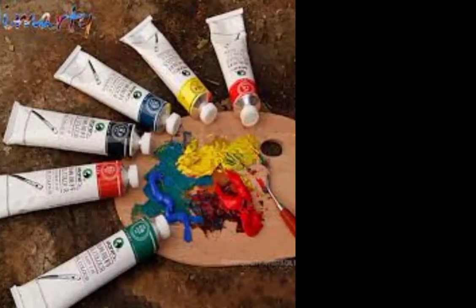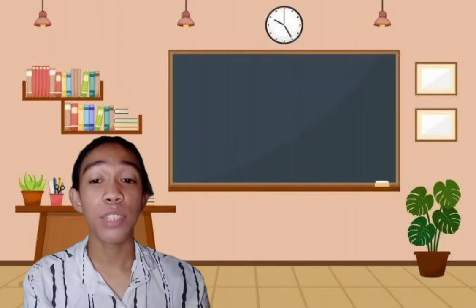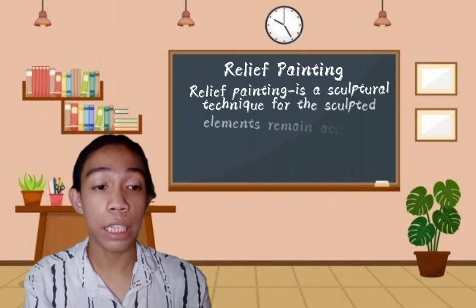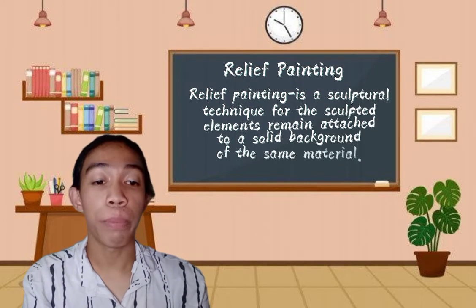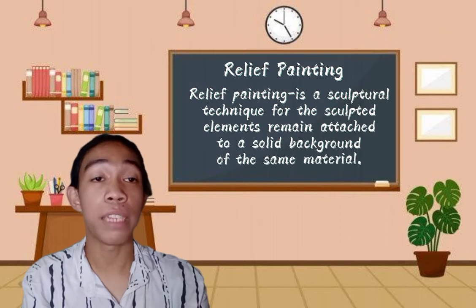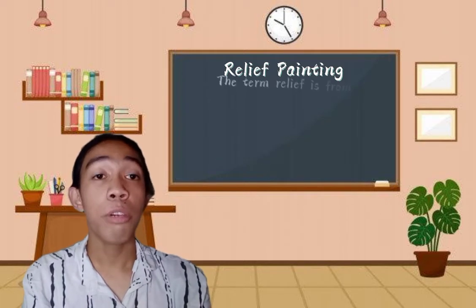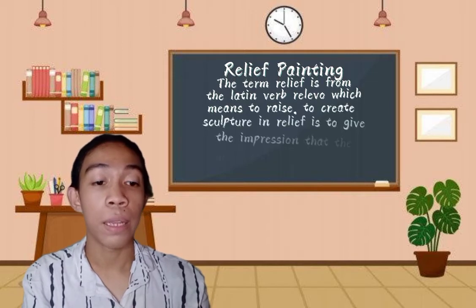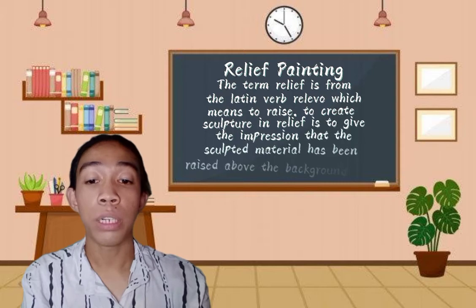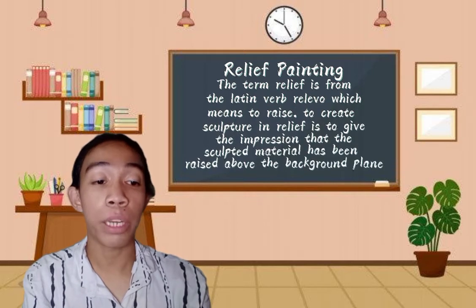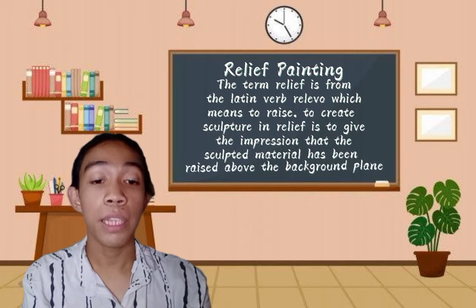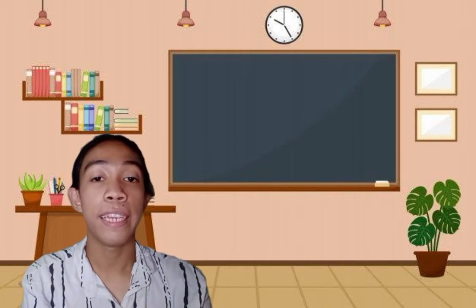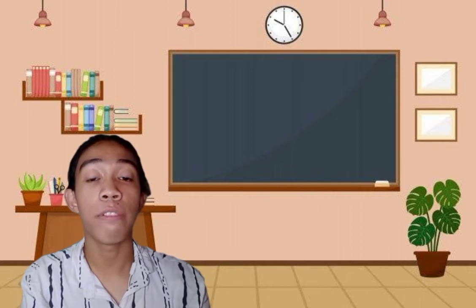The next one is relief painting. Relief painting is a sculptural technique where the sculpted elements remain attached to a solid background of the same material. The term relief is from the Latin verb relevo, which means to raise. To create a sculpture in relief is to give the impression that the sculpted material has been raised above the background plane. And here are some examples of relief painting.